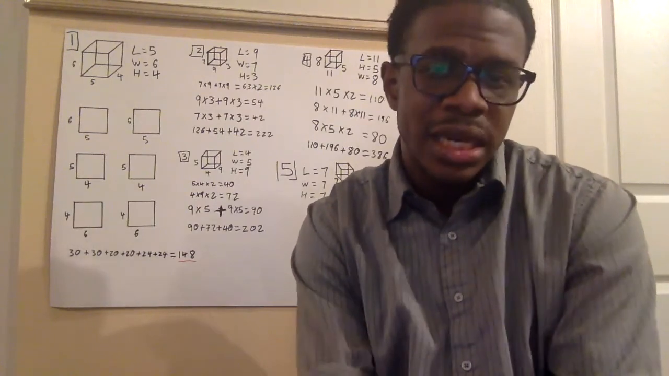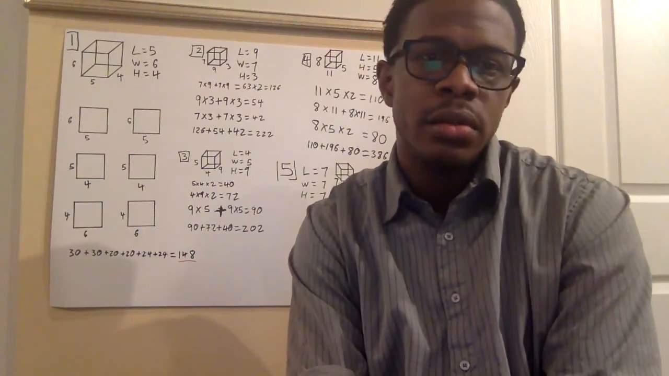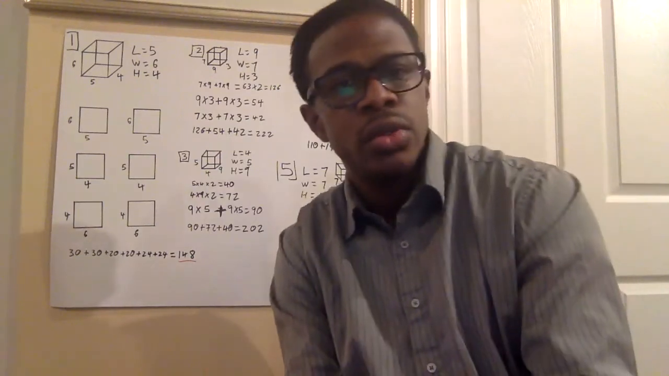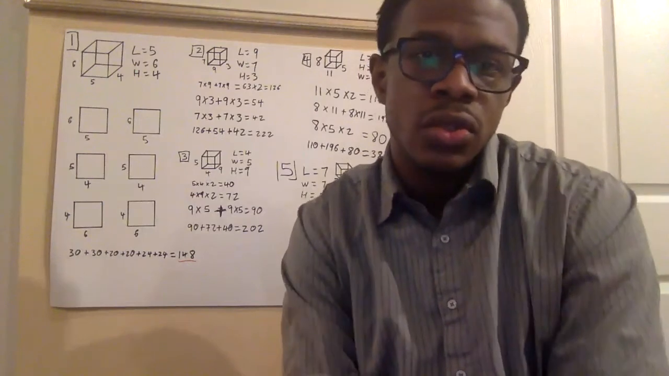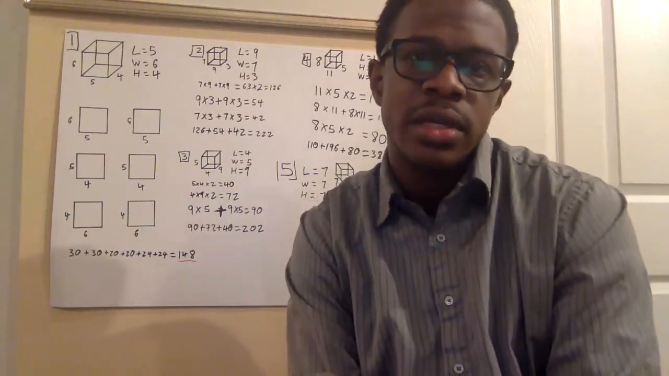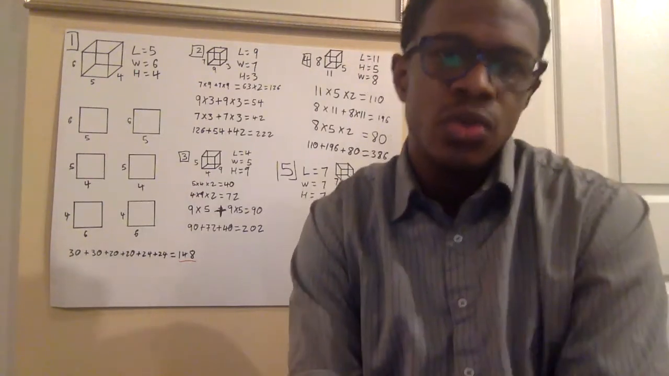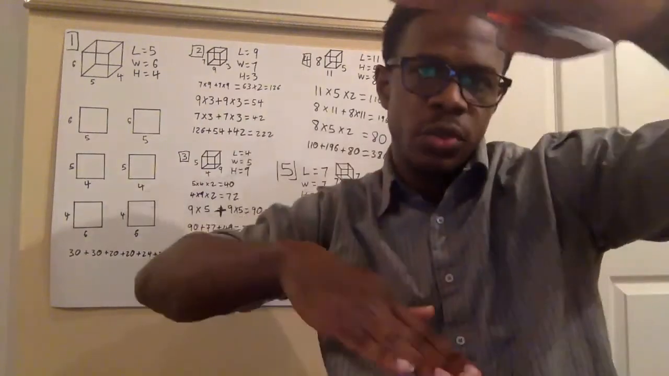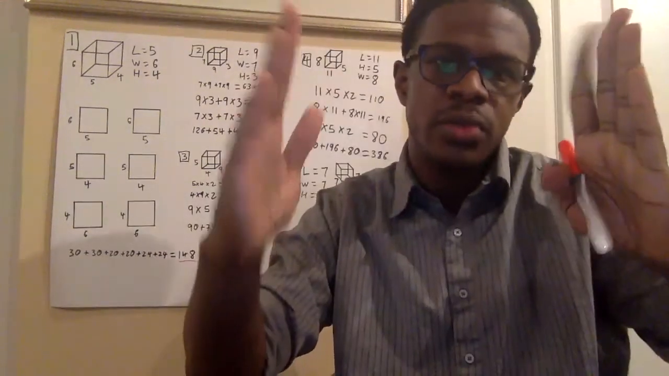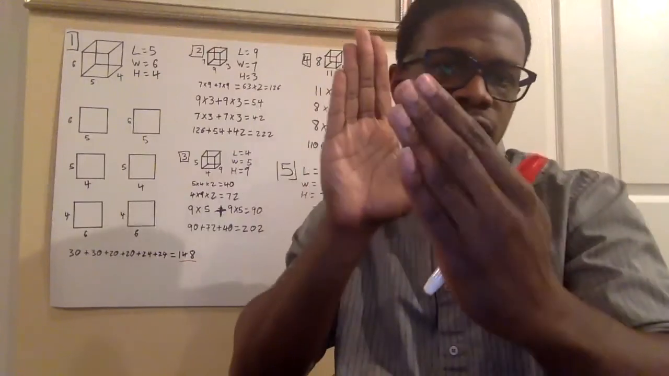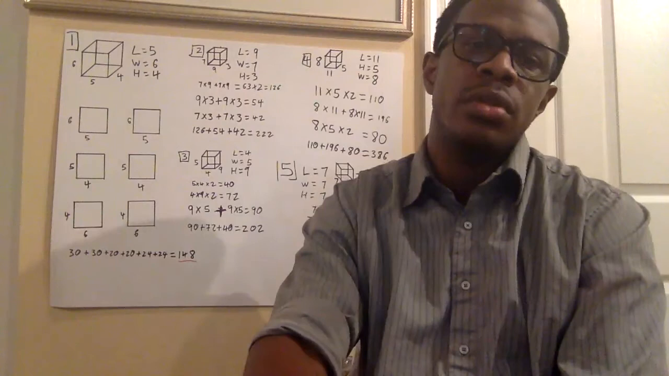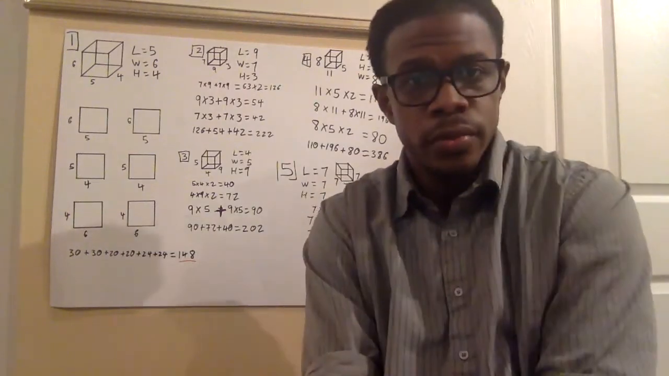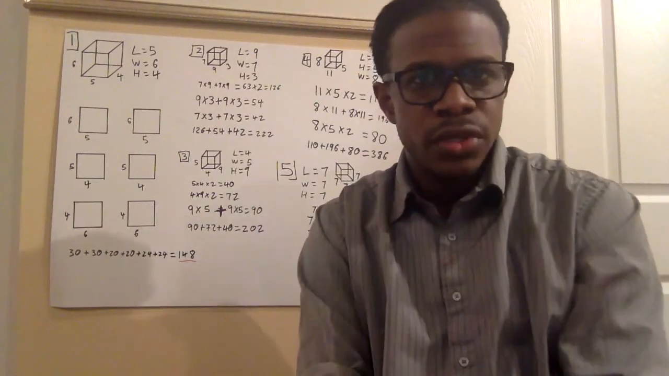1,510. And then lastly, number 10 should be 25, 25, and 25. 25 times 25 is 625. 625 times 2 is 1,250. So this is 1,250. This is 1,250. This is 1,250. When you multiply by that 3, you should get 3,750. Yeah, that is it for surface area.